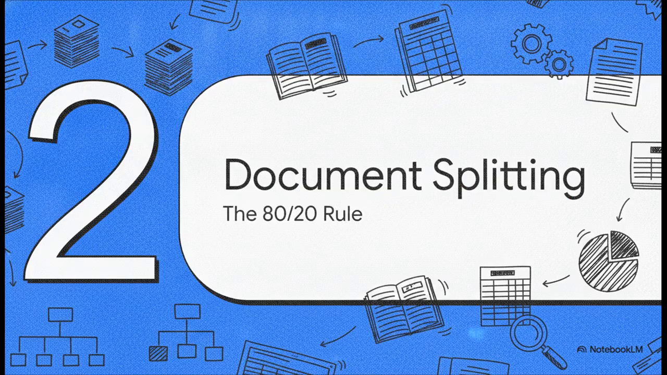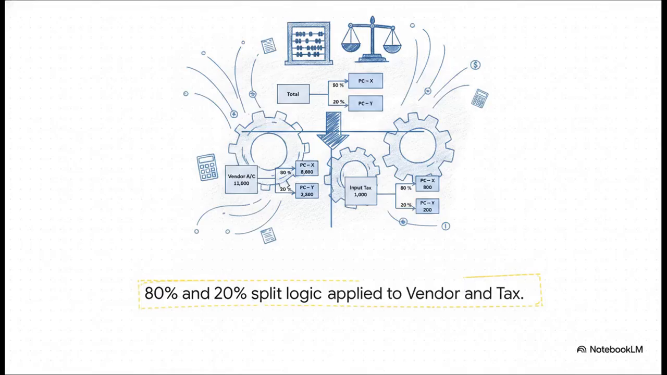Let's move right into Section 2. Enter document splitting, the 80-20 rule. This is where SAP's functionality steps in to fix this exact issue. It turns out we can apply a really simple, logical ratio to solve this cumulative balance problem. Because our initial expenses were split $8,000 to $2,000, the overall total, including the vendor account and input tax, should just automatically be split using that exact same 80-20 ratio.